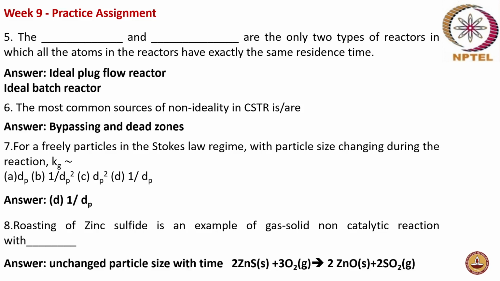So the roasting of zinc sulfide belongs to the category of particle size remaining unchanged with time. So the reaction scheme is 2ZnS plus 3O2 gives 2ZnO plus 2SO2. So the product particle will also be of the same diameter. Okay.